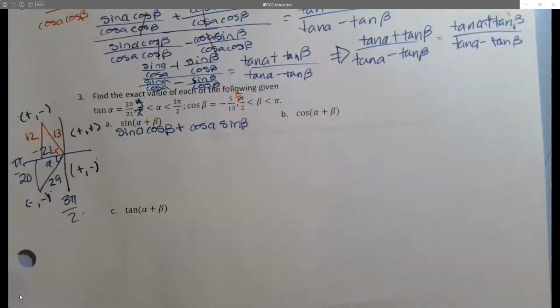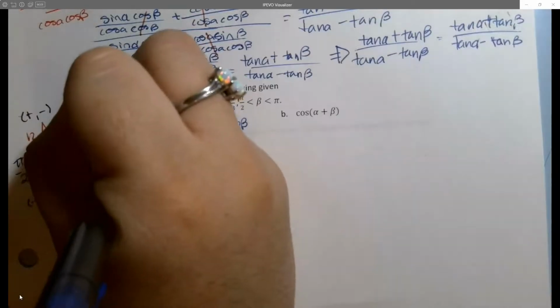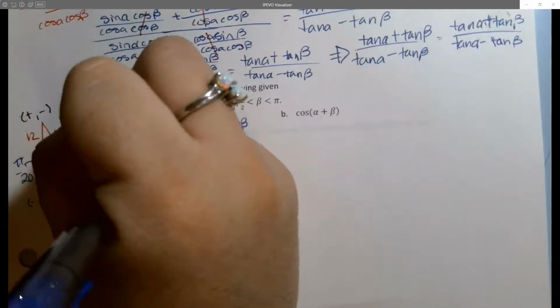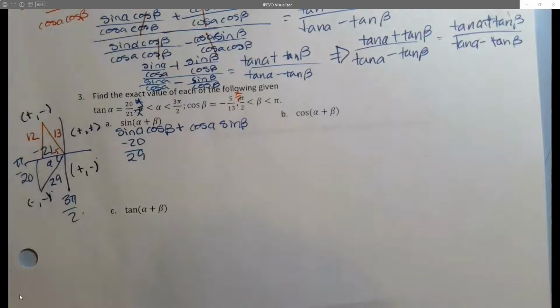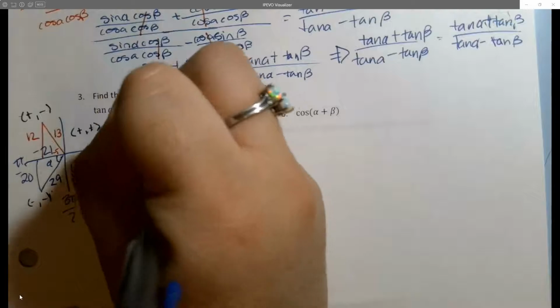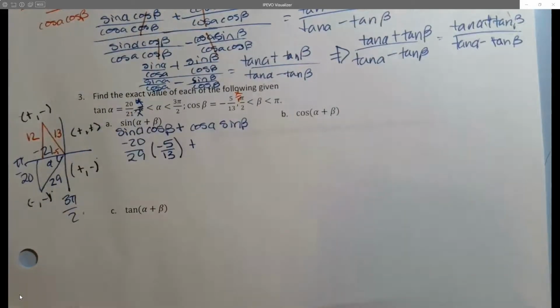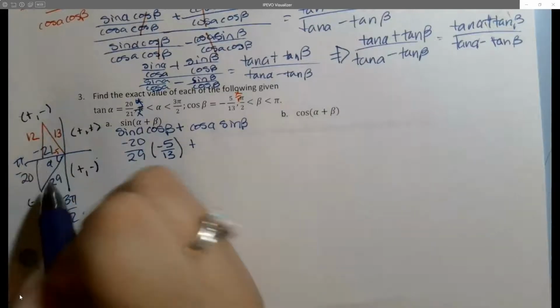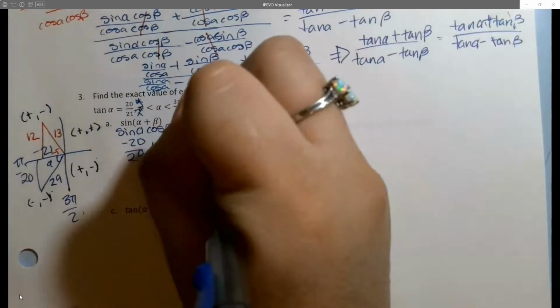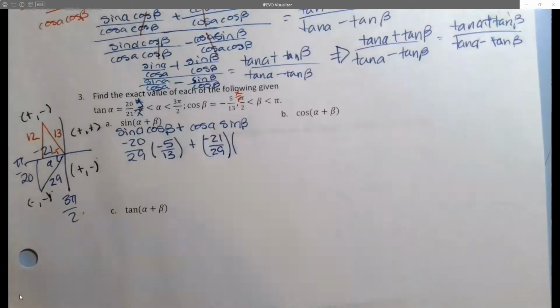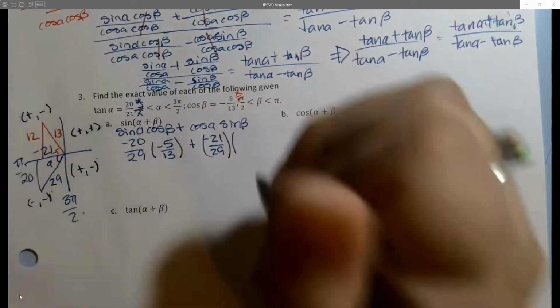Sine of alpha is y over my radius, so on the alpha triangle, that's the blue one, I'm going to have negative 20 over 29. Cosine of beta is coming from the red triangle, and that was actually given to me. That's negative 5/13. I'm adding cosine alpha. Alpha was the blue triangle. Cosine is negative 21 over 29. And then sine of beta is coming from the red triangle. This is 12 over 13.